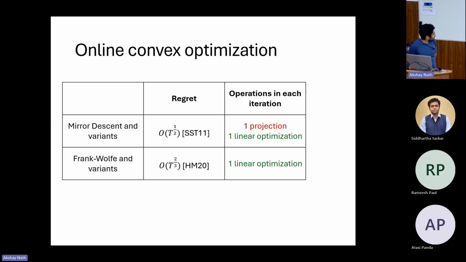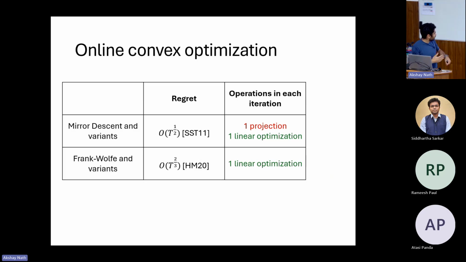Online convex optimization, let me come back to this. There are two broad sets of algorithms that are developed for these. One is mirror descent and its variants. So projected gradient descent is an example of mirror descent. They have a very nice regret guarantee, which is actually optimal. After t time steps, your regret is only some constant times square root t, which is interesting. You don't even incur linear regret. But the bad part is that they require one projection step, projected gradient descent, in each iteration.